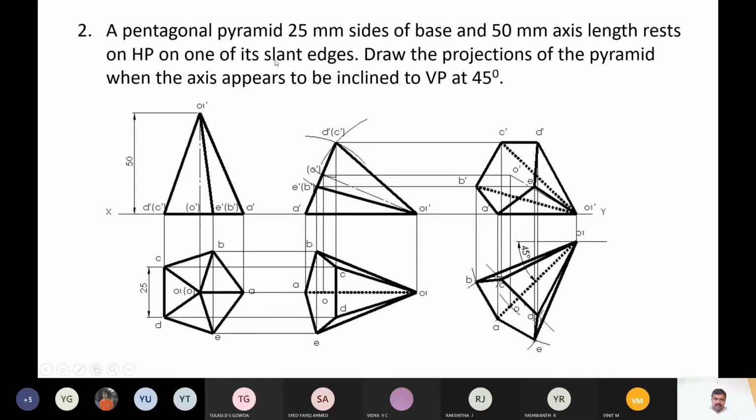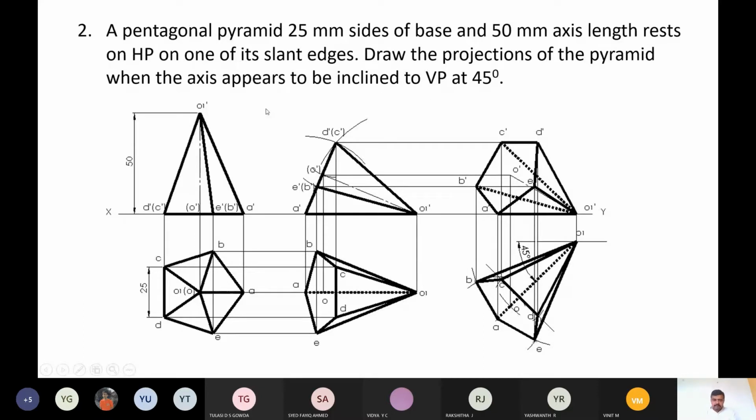Okay, so here instead of giving inclination with respect to HP, they have given the condition that it should rest on HP on one of its slant edges. If we satisfy this condition, the axis will make a certain angle. We need not worry about the inclination of the axis. First, we should satisfy the condition of it resting on HP on one of its slant edges. Then we should satisfy the inclination with respect to VP.